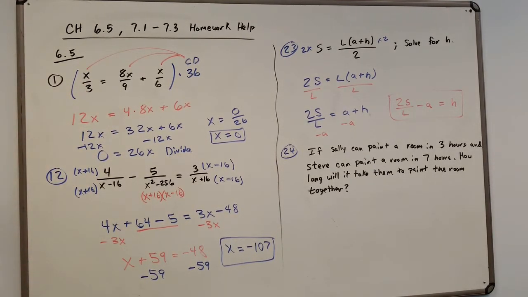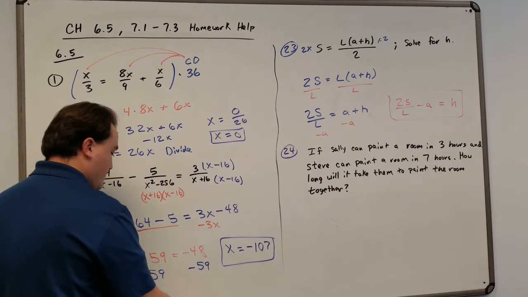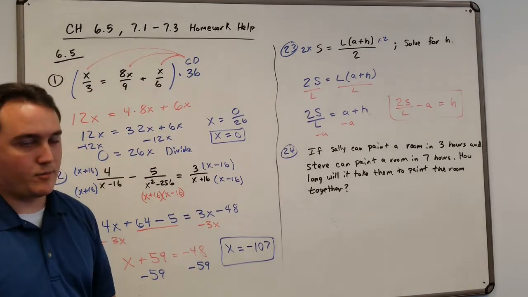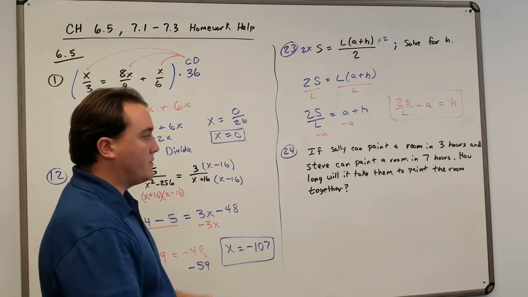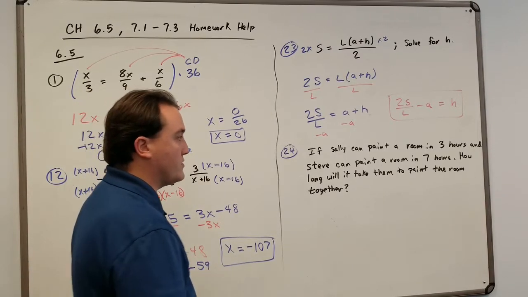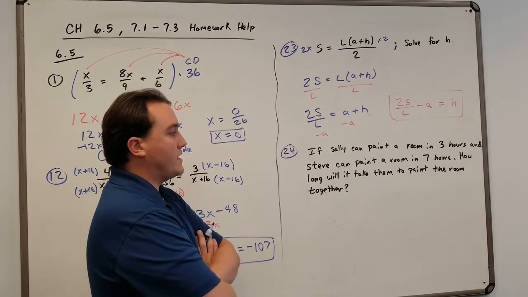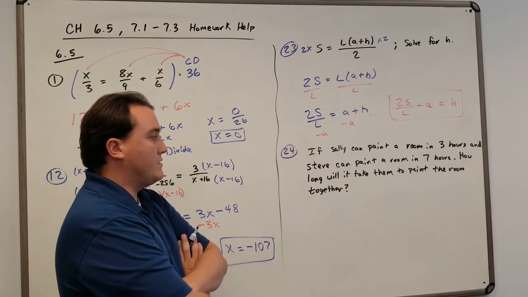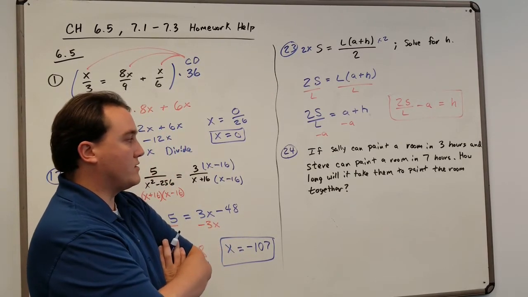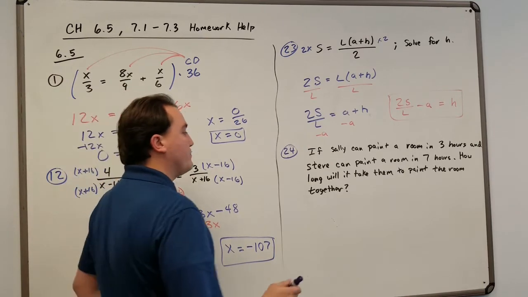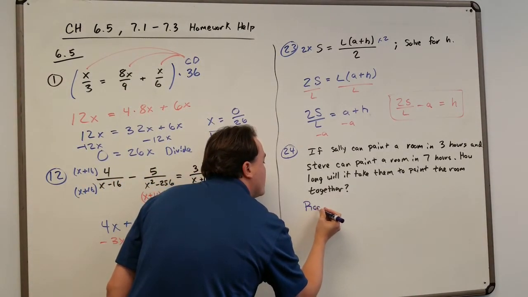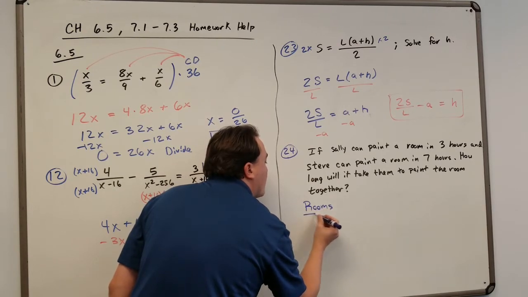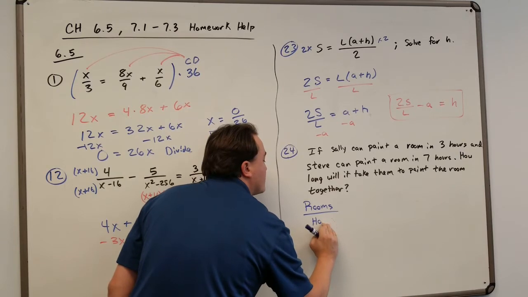And then 24 and 25 are word problems, and they're the same type of problem. So this is the same as the next one. If Sally can paint a room in 3 hours, and Steve can paint a room in 7 hours, how long will it take them to paint the room together? Okay, so what we do is we set up kind of this rooms per hour equation.